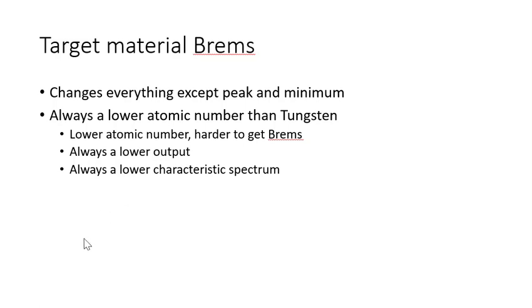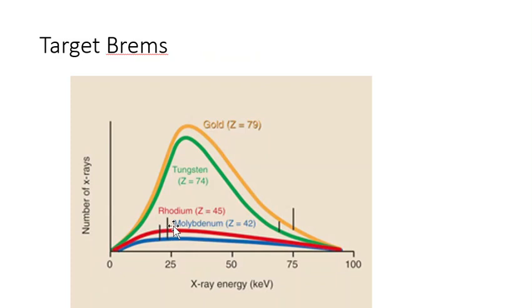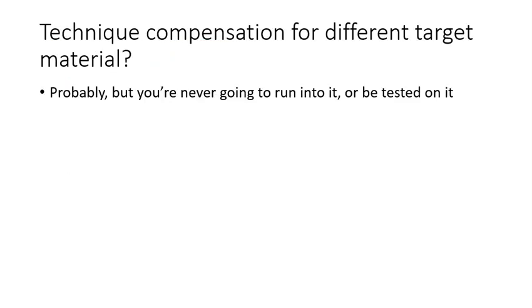There's always a lower output, and the characteristic spectrum is going to be different because it's a different atomic number. So those inner shell binding electrons are going to exist at different energy levels. We get a decrease in output, and the averages are going to be totally different. So for technique compensation, you'd probably have to use quite a bit more mAs to make an exposure off a molybdenum target, but you're never going to run into it, so you're not going to be tested on it on the registry.